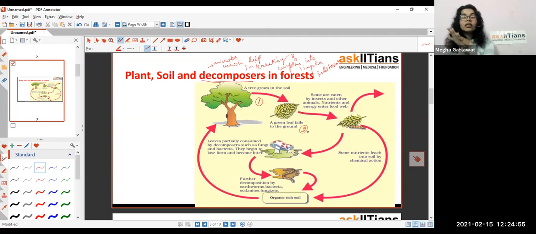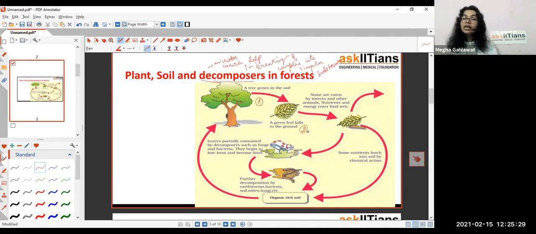So when a tree sheds the leaves, and the leaves fall onto the ground, they slowly turn a little yellowish and then brownish, and then they slowly decompose, as in they break down. What actually happens is, whenever the leaves are falling down, some of them are eaten by insects such as the caterpillar or small ants, and the nutrients and energy basically enter into the food chain or the food web. All of you have studied what a food chain or web is.